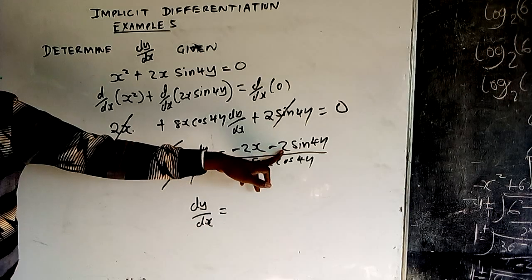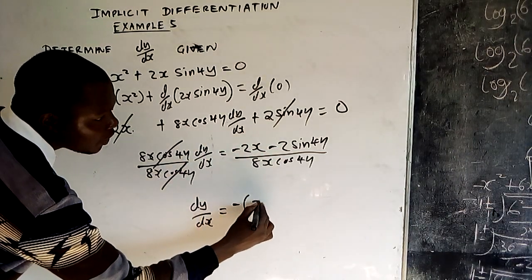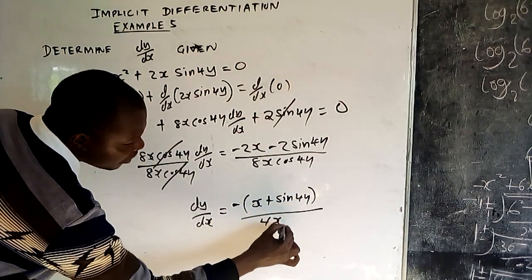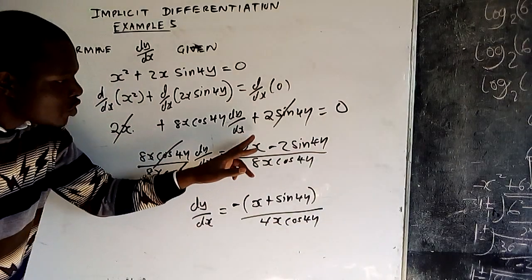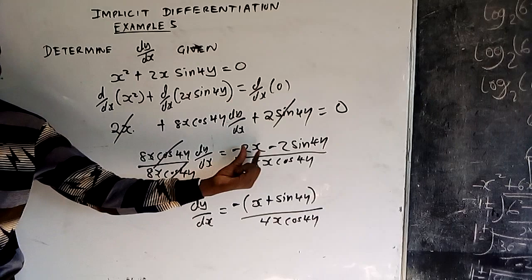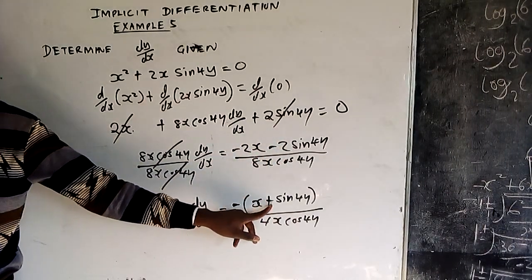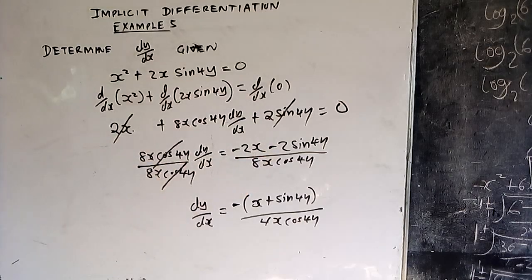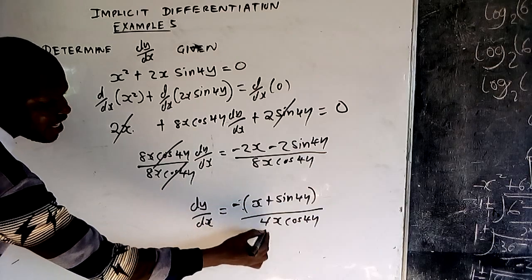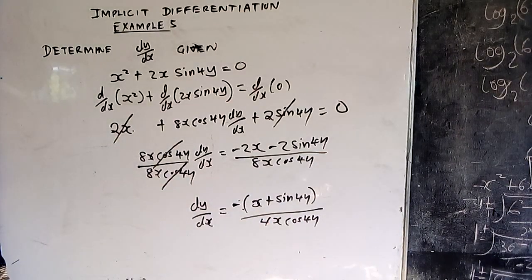Remember, negative 2 is a common factor. If you factorize this outside, you remain with negative 2 times x plus sin 4y, over 4x cos 4y, because 2 will cancel out with 8 to go to 4. You factorize negative 2, which is a common factor, outside. Then negative 2 here, then 8. So that 2 has cancelled with 8, and you remain with 4.